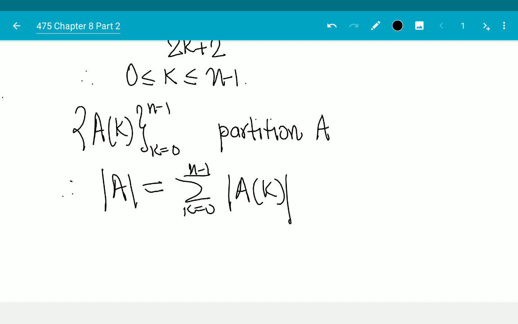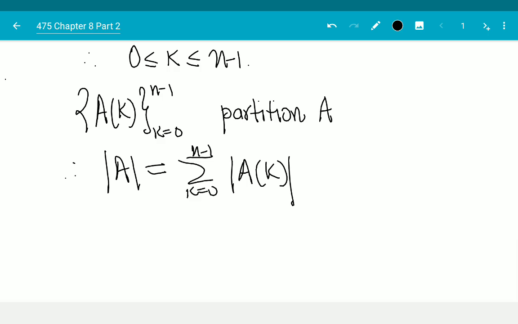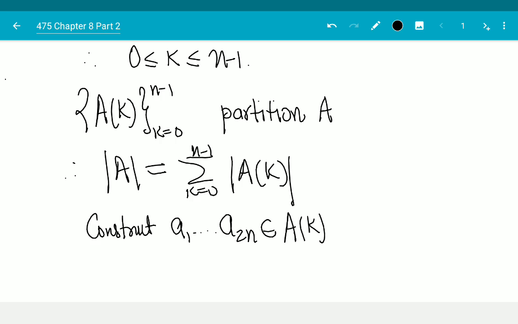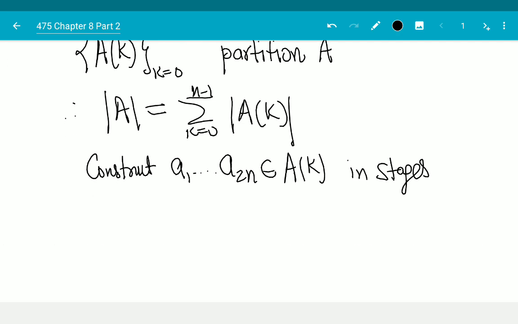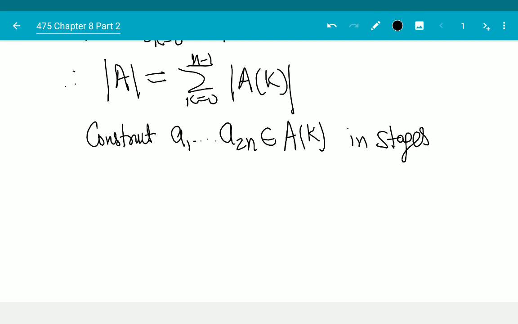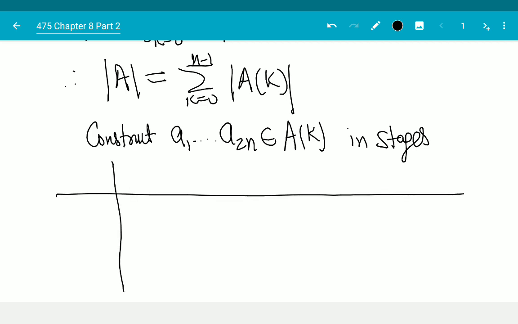So here's my algorithm for calculating the size of Ak. Construct a1 to a2n in Ak in stages. Here's my algorithm that I'm going to use, right? Stage 1, stage, to do, and number of choices.